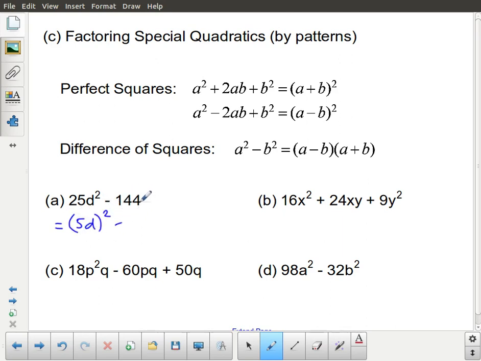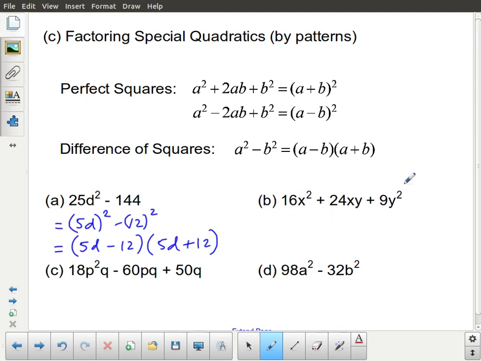Is this second term something squared? Yeah, 144 is actually 12 squared. So this is a difference of squares. This is like a squared minus b squared. So I could write that as a minus b, which is 5d minus 12, times a plus b, which is 5d plus 12. And that saves me all the trouble of having to go through SPI or the area model or anything like that.